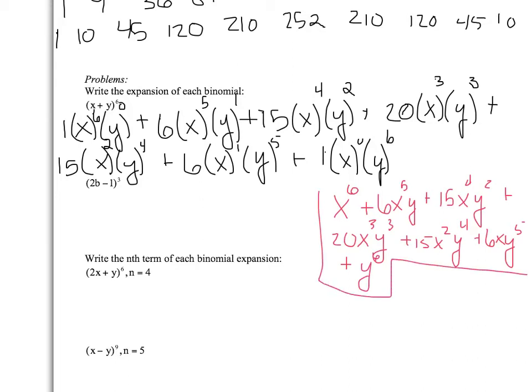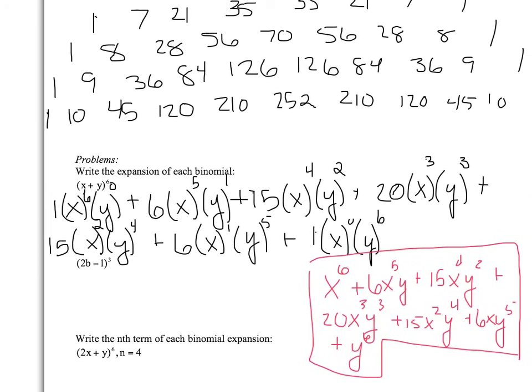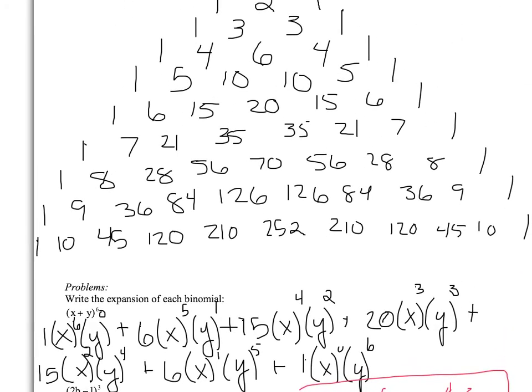It does not combine. Don't try to combine this any further. You're done at that point. I'll do the setup for 2b minus 1 to the third as well. So the third power tells me I am going to be looking at the third row of this triangle.